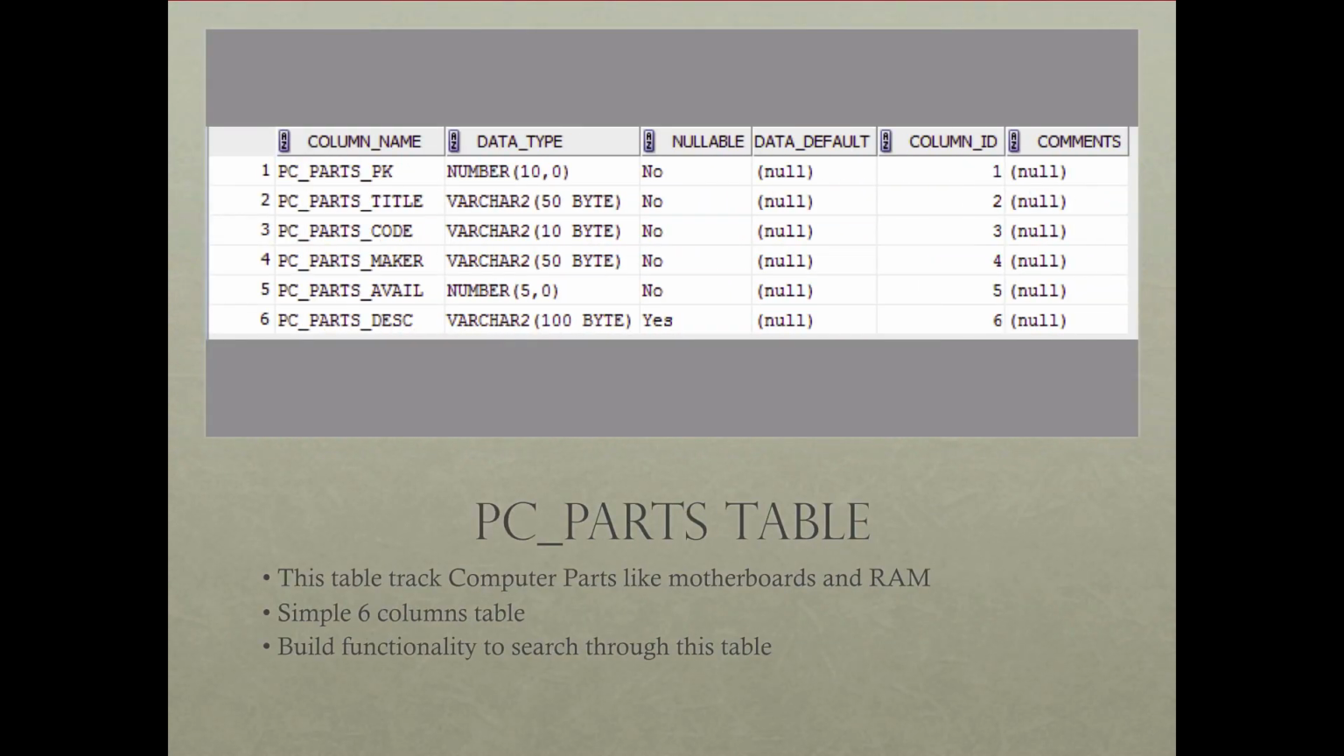So here is a simple database table that we're going to be using for our API resource. It's nothing fancy and it's not normalized, but for this tutorial series it will do. As you can see, there's 6 columns in here, and just going from top to bottom, we have the primary key, we have the title for the part, we have the ID code for the part, we have who makes the part, how many are available, and a description for the part.